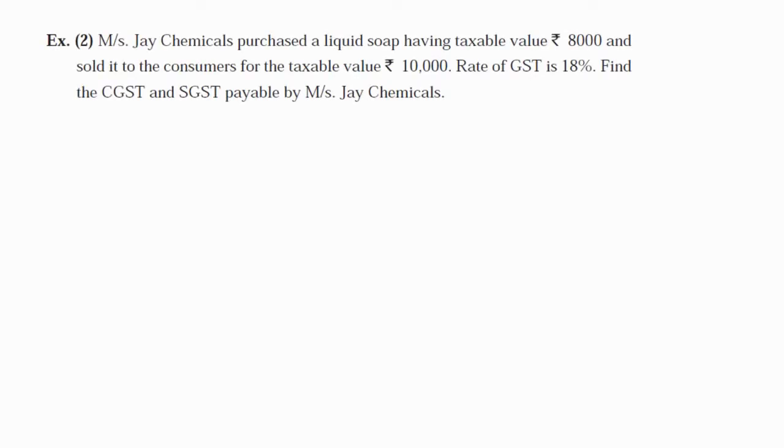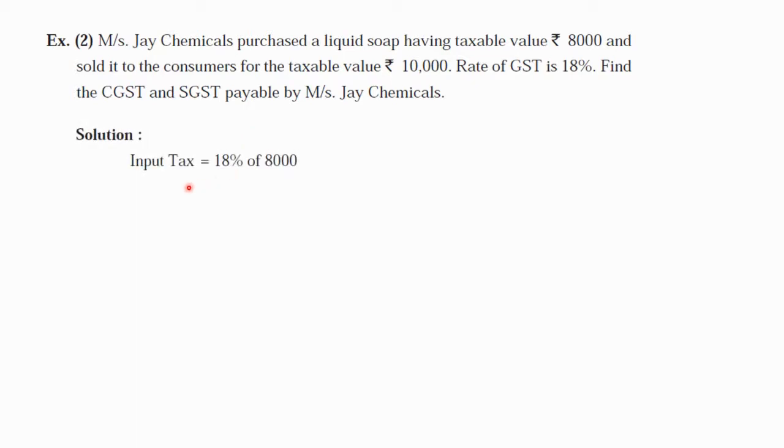Exercise sub number 2. J Chemicals purchased a liquid soap having a taxable value of rupees 8,000 and sold it to the consumer for a taxable value of rupees 10,000. So we can consider these to be the cost price and the selling price. It's one and the same, taxable value. So while purchasing, the taxable value was 8,000, and while he sold, the taxable value was rupees 10,000. Rate of GST is 18%. We have to find the CGST and SGST payable by J Chemicals.